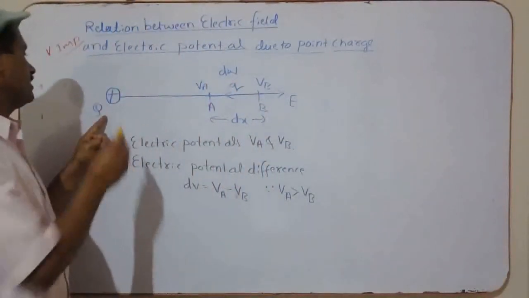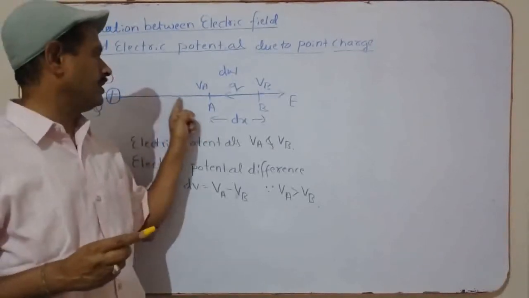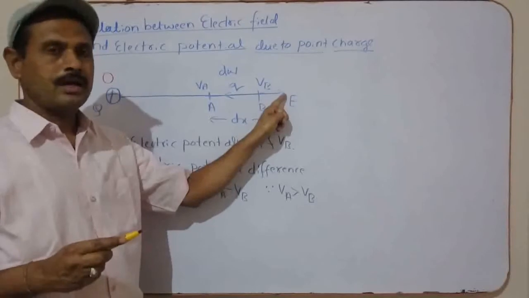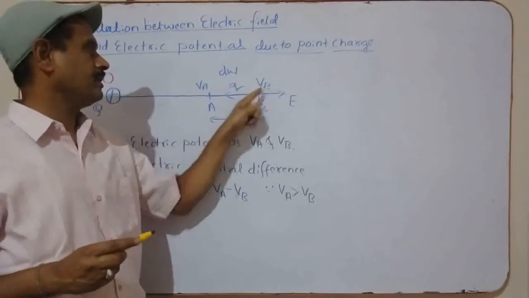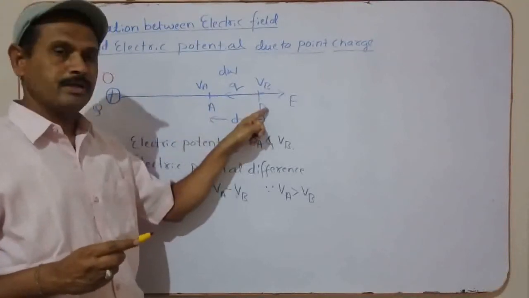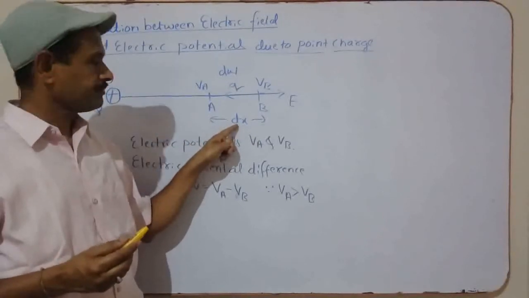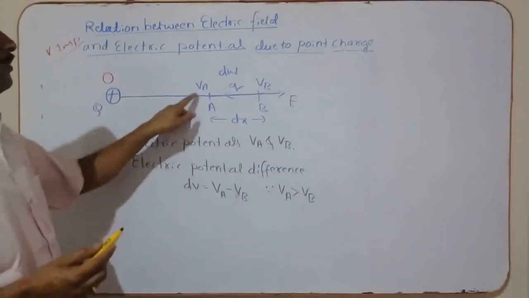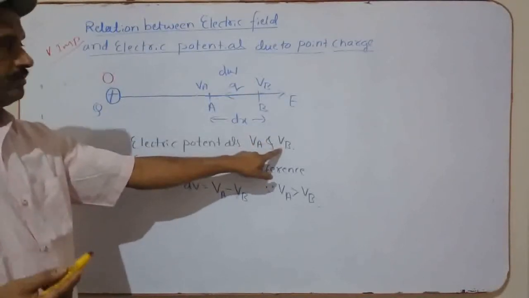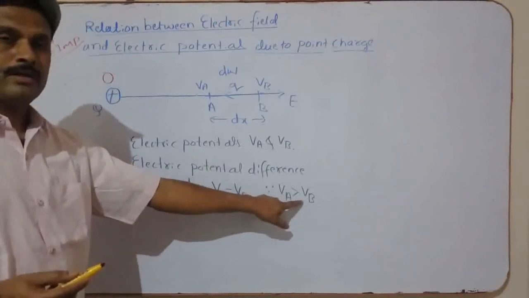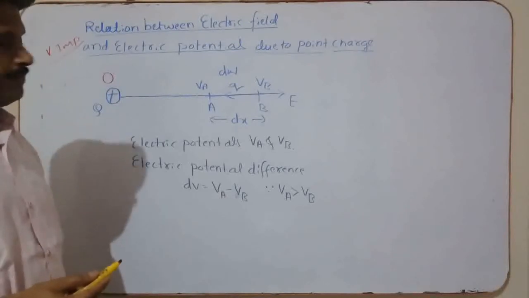It is the point charge, placed at point O. Now the electric field is directed away from the charge, and A and B are the 2 points. A and B are the points where we consider the potential, and these 2 points are apart at a distance dx. Potential at point A is Pa and potential at point B is Pb. Now Pa is greater than Pb. Then the potential difference is the difference of these two, Pa minus Pb.